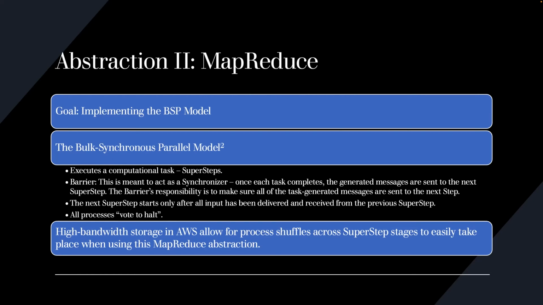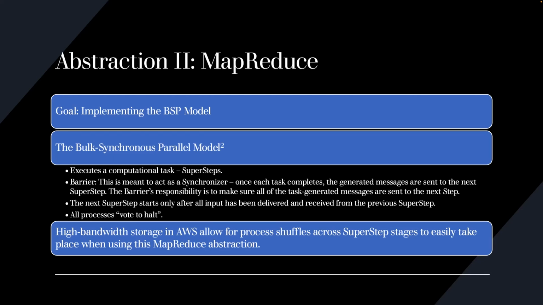And this computational task is divided into subtasks. Each task is what we're going to call a super step. Each super step contains a set of compute processes, and each of them consists of the same code running in parallel. The super step ends once all the computing tasks end.